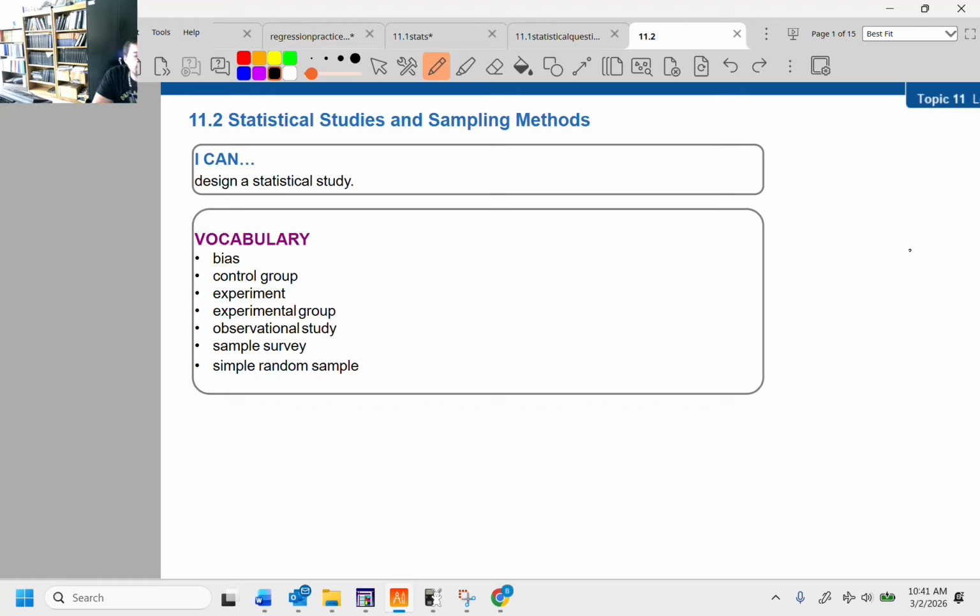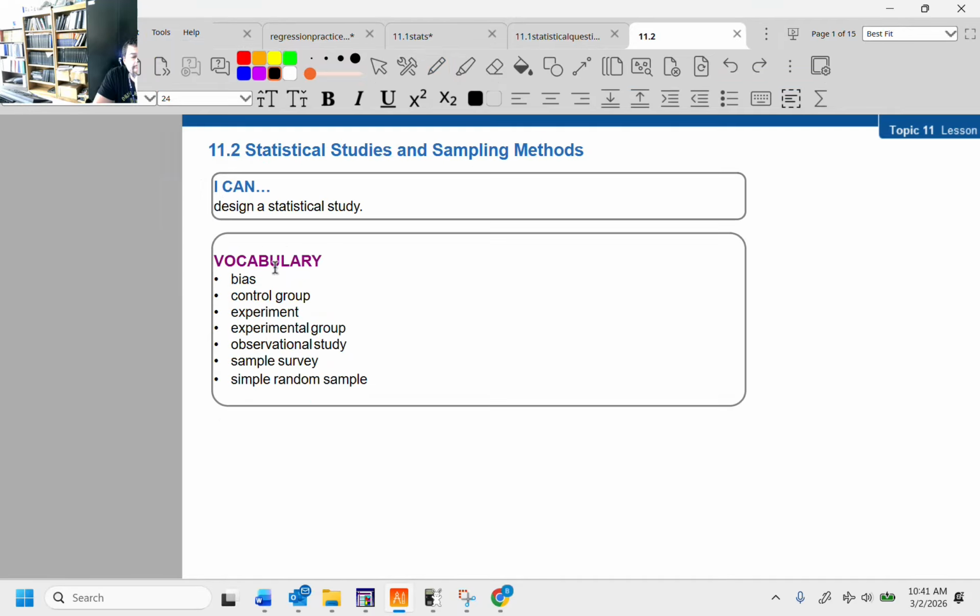All right, this is statistical studies and sampling methods. So we're going to be learning how to take samples and stuff like that. The biggest definition in here is actually the definition of bias. Like, what is bias?